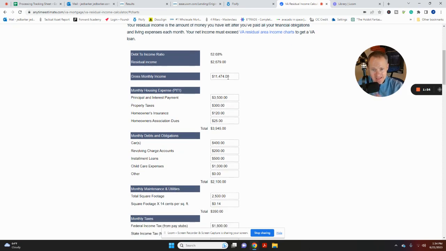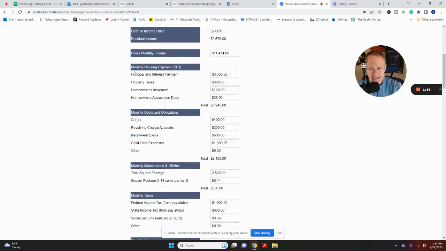I put down $11,474 as a monthly income. The next thing it wants is the mortgage amount. This is the PITI. Remember that when you're thinking about home loans, it's not just the mortgage and the interest, it's the actual principal, interest, taxes, and insurance. They even include homeowners association dues.